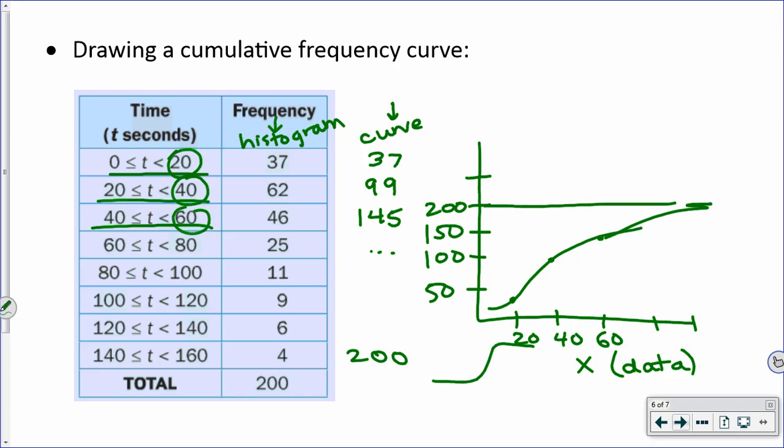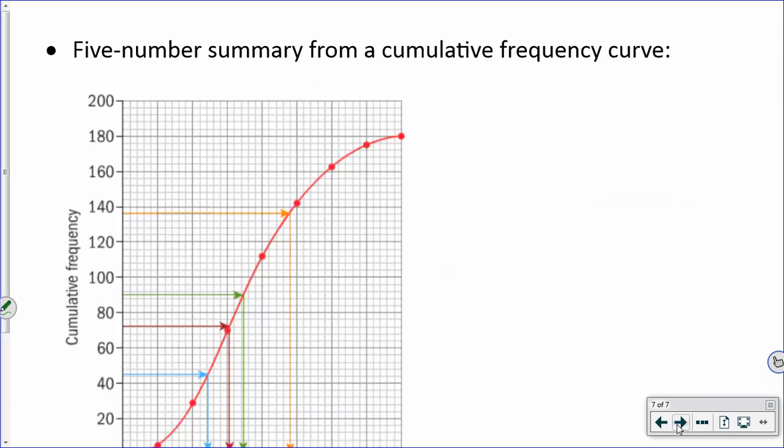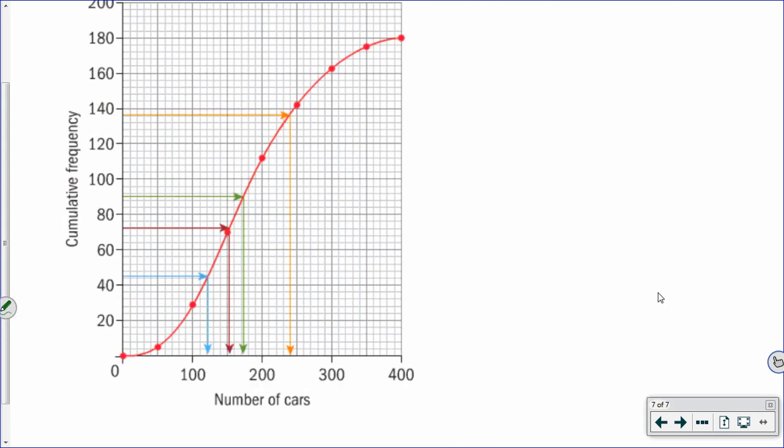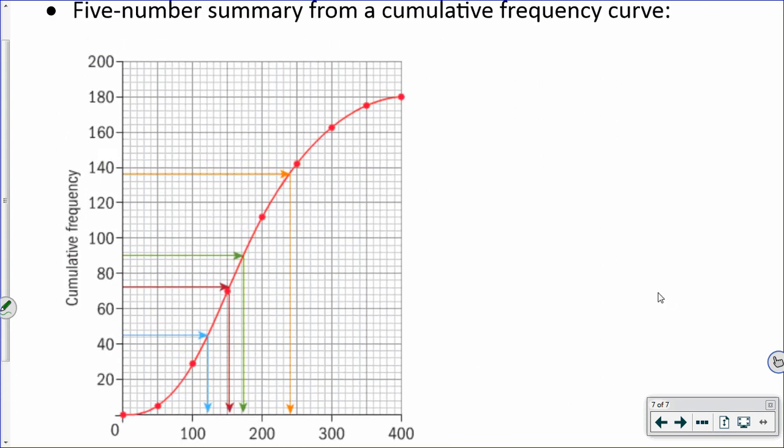So that was just a sketch. And often they give you a cumulative frequency graph rather than having you draw one, and ask you to find things from it, like the median or the quartiles. So this is the best way to get median and quartiles from grouped data, is to use a cumulative frequency graph. So median, you basically want to see what's the total frequency. It seems to be 180. So the median would be at the 90th. And then you track it down and figure out what value it corresponds with.